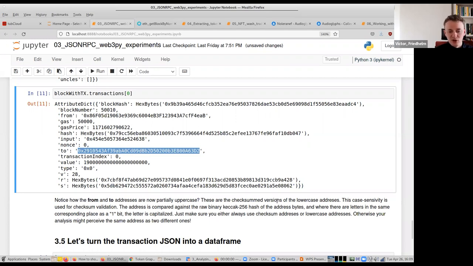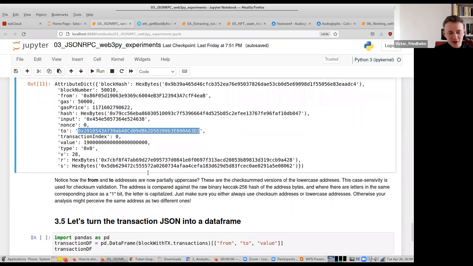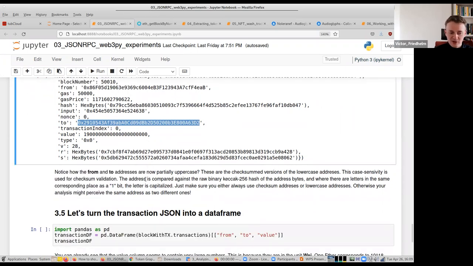these are the checksum versions of the lowercase addresses. In this case, case sensitivity is used for checksum validation. It works with the underlying binary Keccak-256 hash and so on. And that's how it's constructed. And the idea is that if you as a regular user look at a certain address, that might be easier for you to tell whether it is the correct address that you're looking at or not. But for the purpose of the analysis, it's really important that you don't mix these uppercase versions with lowercase versions. So always just stick to one variant, because otherwise you may end up with networks where you have multiple accounts that are actually the same.